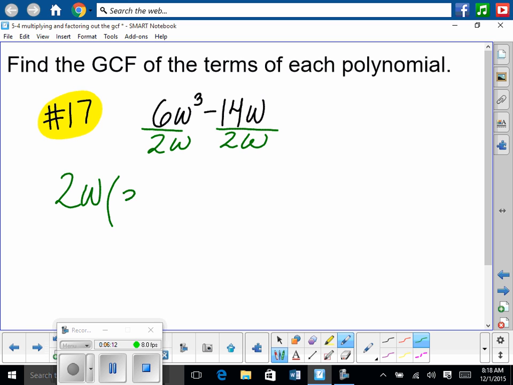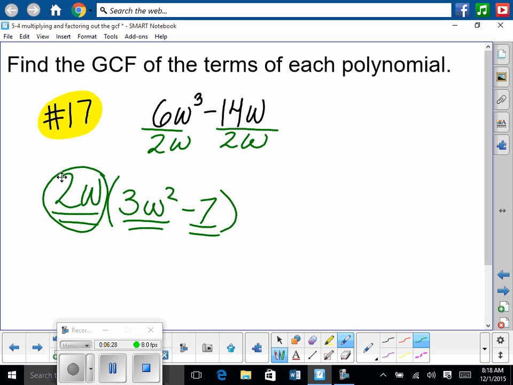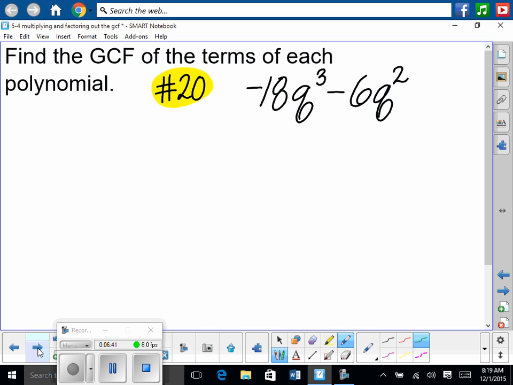So this would be 3w squared, and then minus 7. So then I look at my inside, and then nothing else came out, so I know my GCF was right. So we could have stopped there, but it's just a way of checking, obviously. Now that it's smaller, you can tell, okay, yeah, nothing would come out more, so I've done this right. So my GCF was 2w on number 17. Any questions on that? Okay, let's do another one, because there are some tricky ones here.